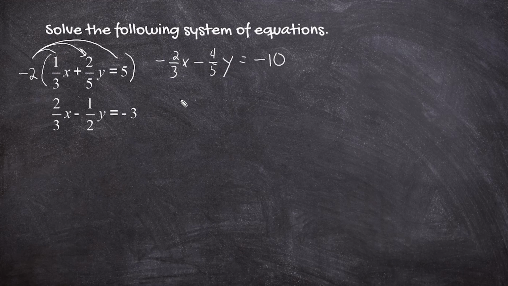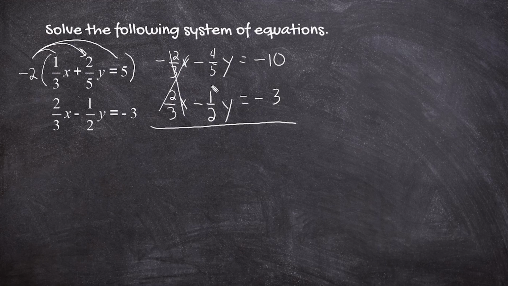Now I'm going to take this equation and just slide it over. So we have -2/3 x minus 1/2 y is equal to -3. Now we're going to add all of our like terms together. These are opposites, so they become eliminated.